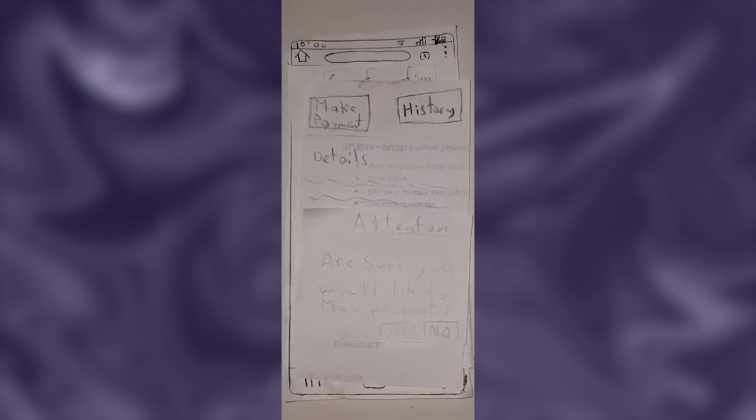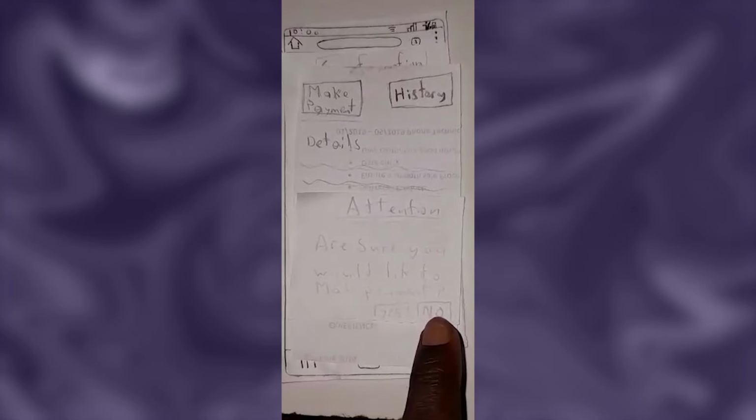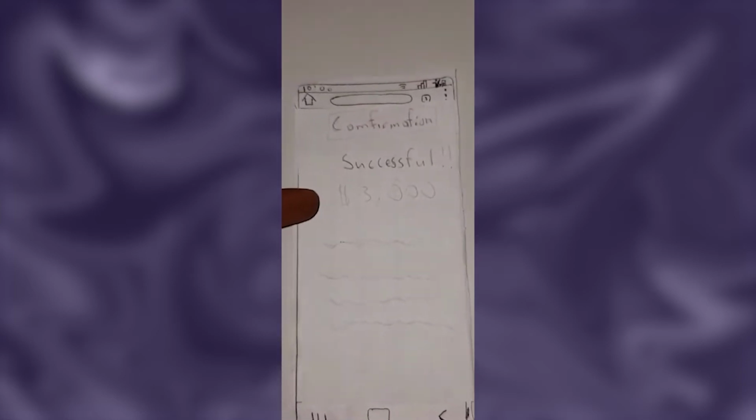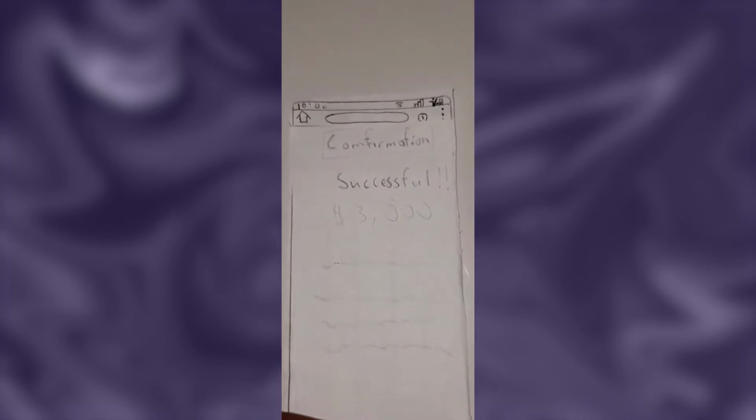So once they have that amount there, they will just click enter amount, and once they click enter amount, they would have a notice asking them if they're sure they want to make the payment of that amount. They have the option to click no or yes. Once they click yes, it will take them to a confirmation page to show them that it's successful and the details of that payment.